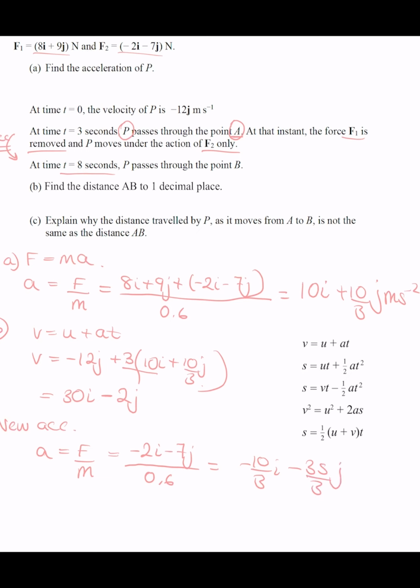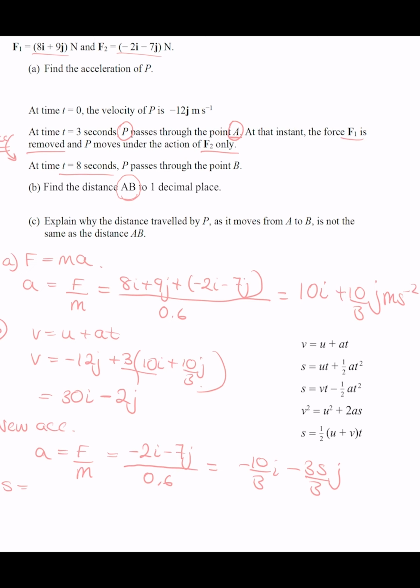That's our new acceleration, and we want to know how far it travels from A to B. We don't care about where it starts because we're just trying to find the distance it moves. So we're going to use S equals UT plus a half AT squared. Our old V becomes our new U, because that's the velocity at t equals 3 when everything resets and we get this new acceleration. So our U is 30i minus 2j, and our T is 5, because 8 minus 3 is 5.